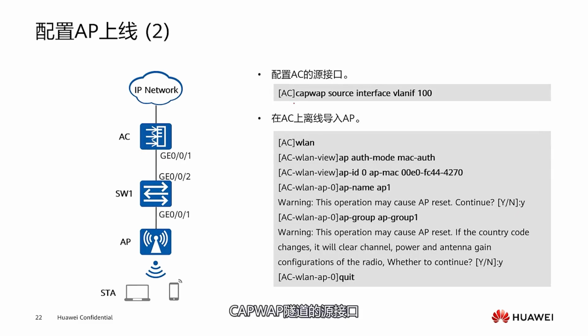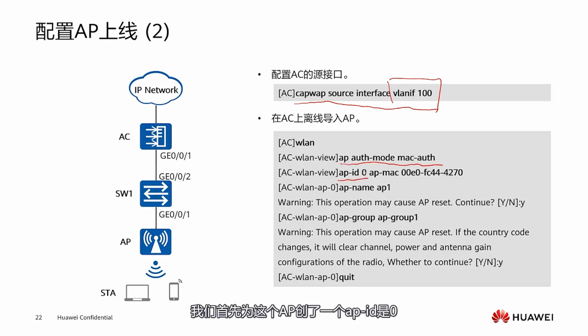Next, we start setting the source interface for the AC. The source interface for the CAPWAP tunnel uses WLAN 100 with this logical interface as the source interface. Then we can begin bringing APs online. We use the method of offline import, which means entering the MAC addresses of the APs beforehand. Let's see, the authentication method for the AP is MAC authentication.